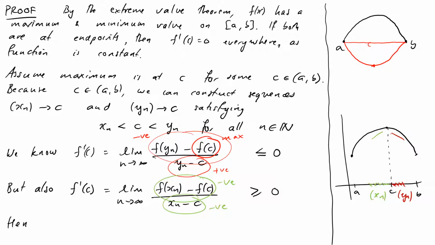The only way for those things to both be simultaneously true, which they must be because we know f is differentiable at c, is for f prime of c to equal 0. Okay, so Rolle's theorem tells us that at a maximum, a differentiable function has 0 derivative.